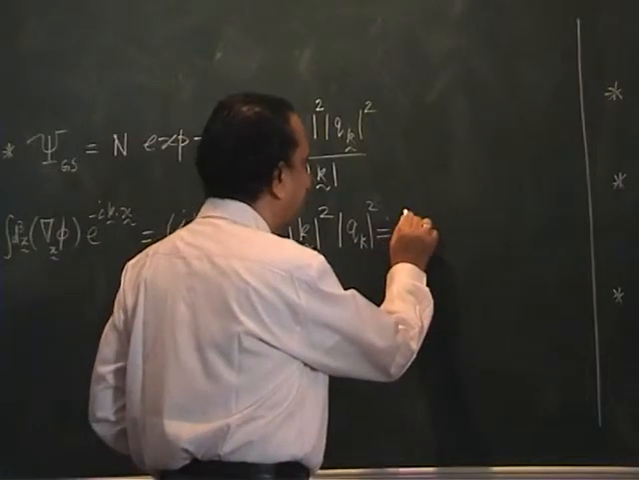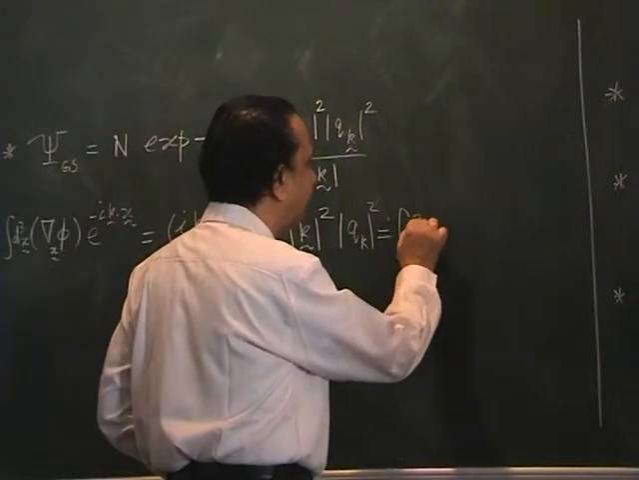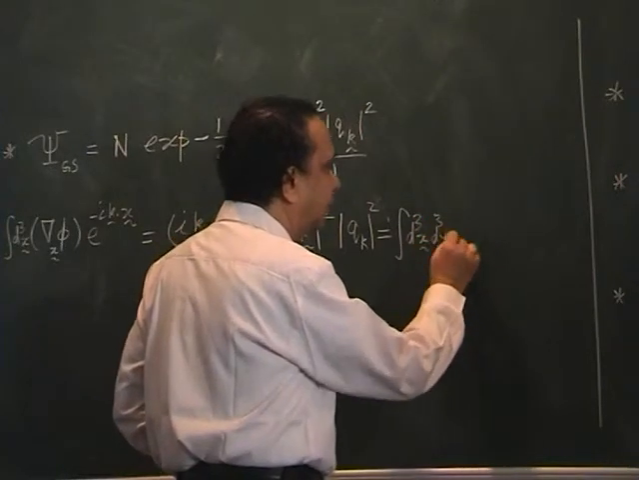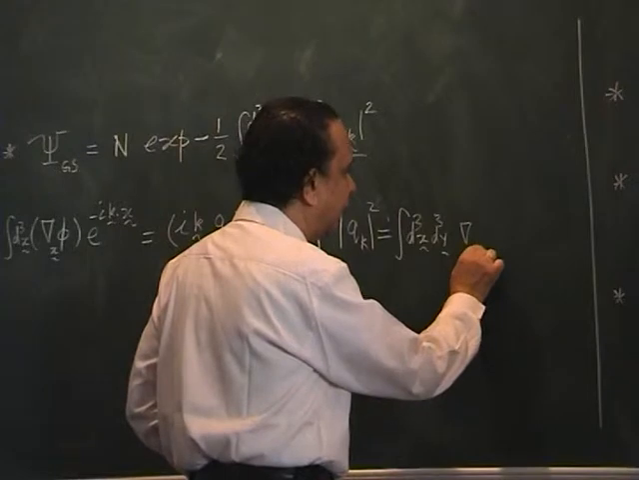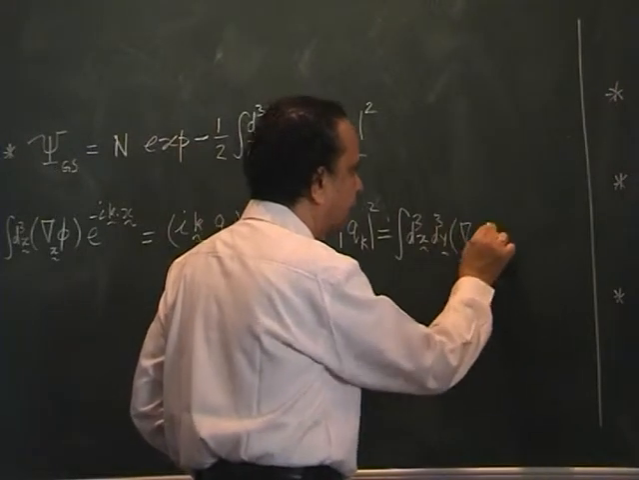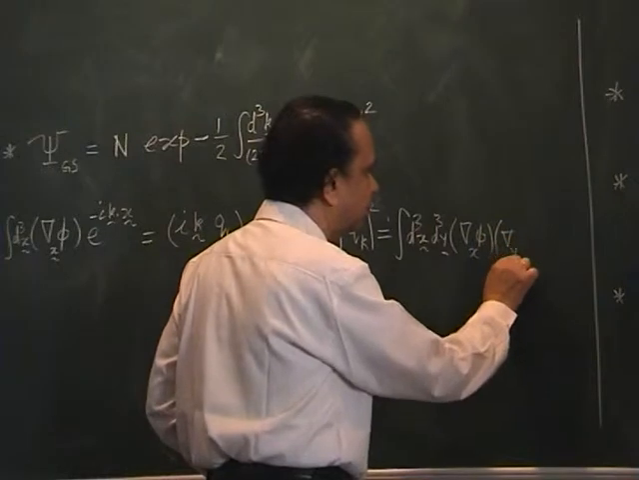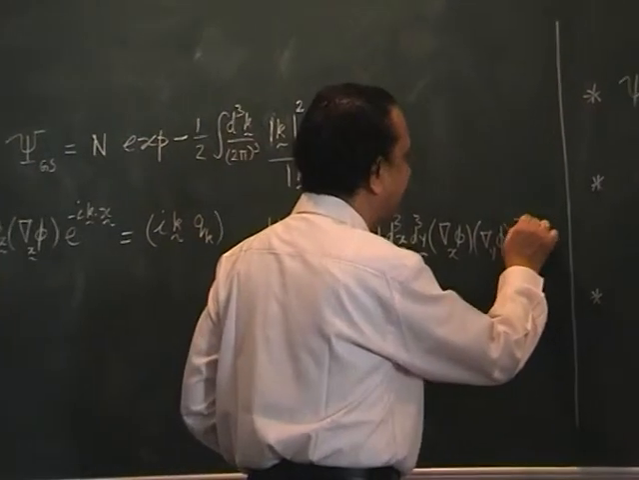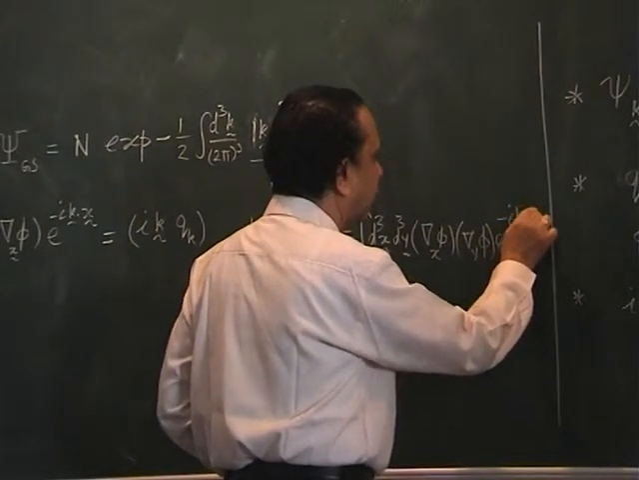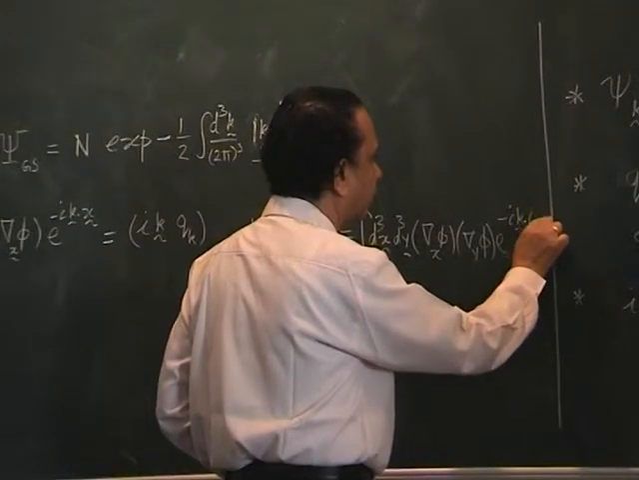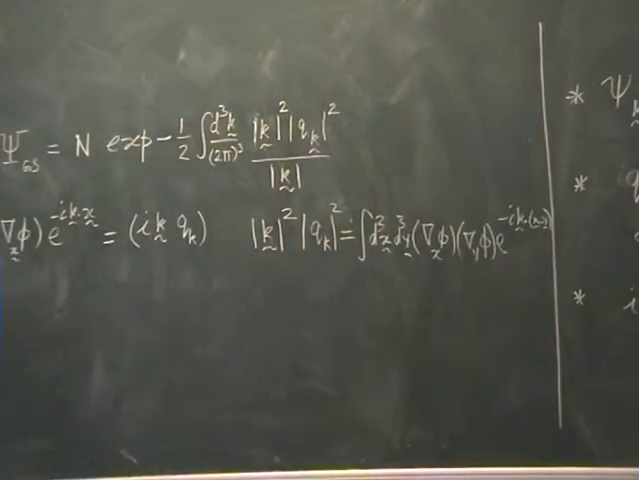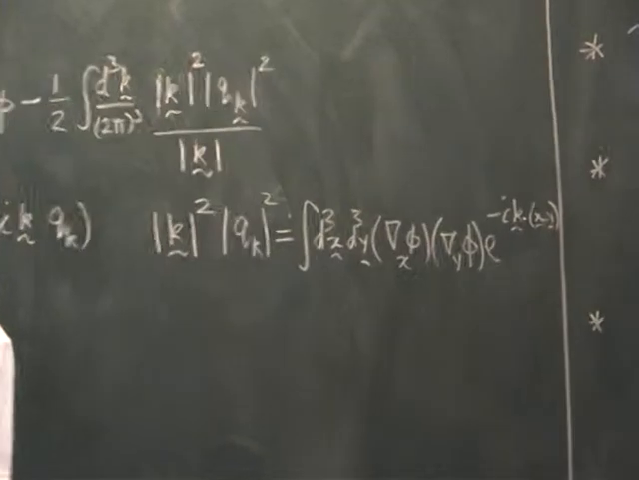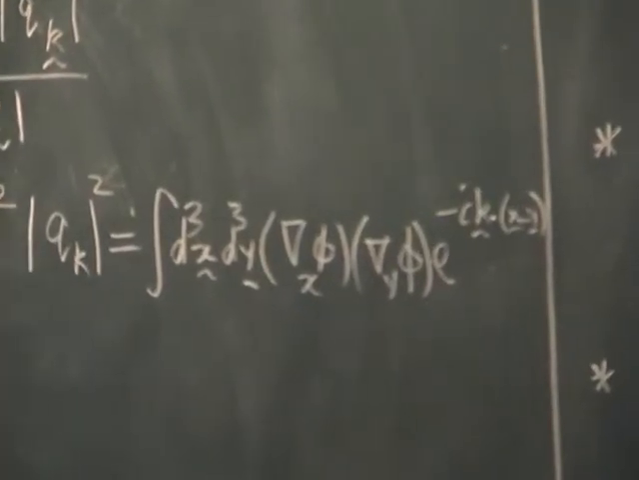So I will have integral over d3x, d3y. One term and its complex conjugate. So I have a del x phi, del y phi, e to the minus ik dot x minus y. Right? So this is nice because this object which is sitting here I have expressed in terms of the field. So you go and plug this into this.